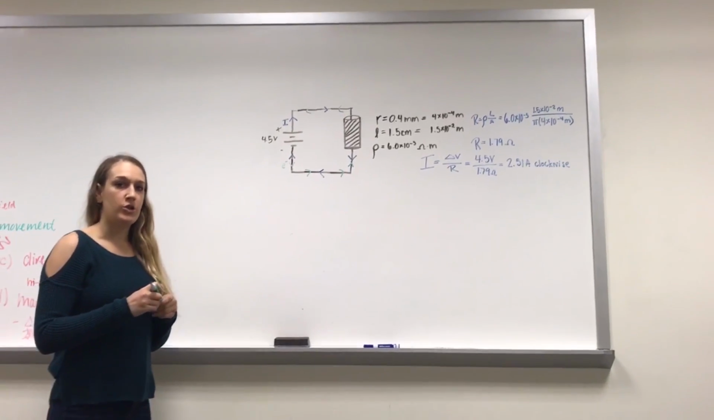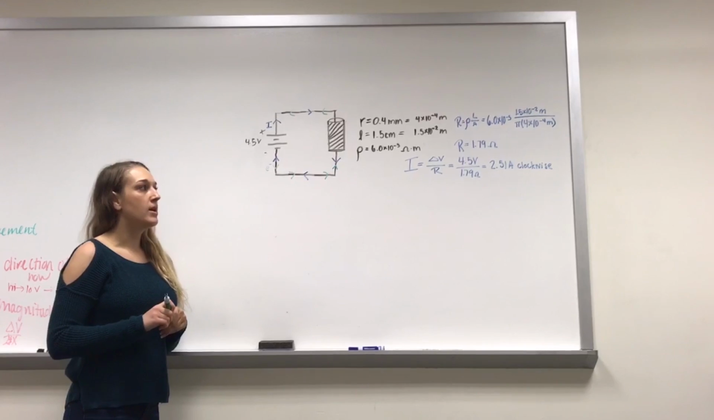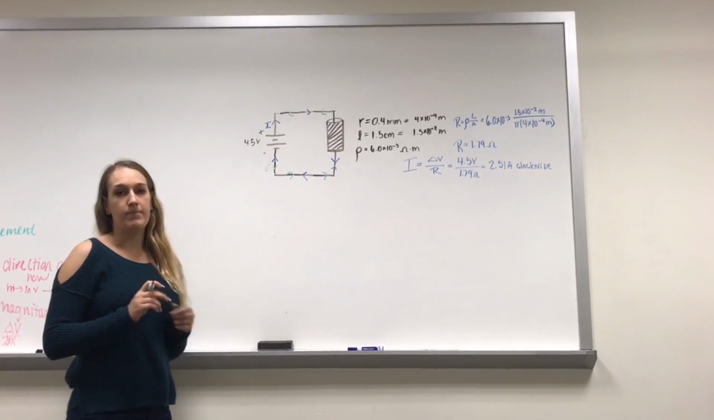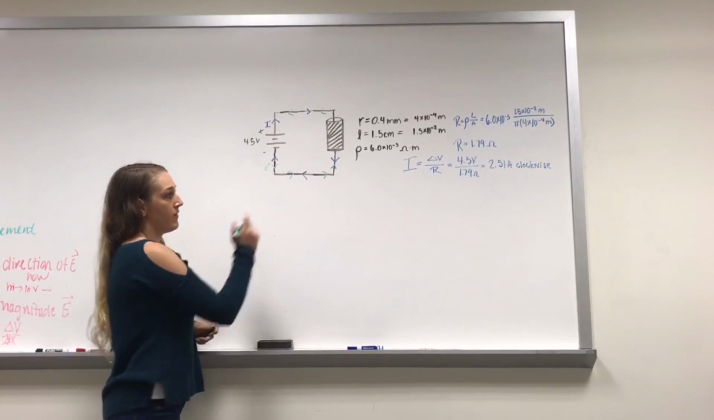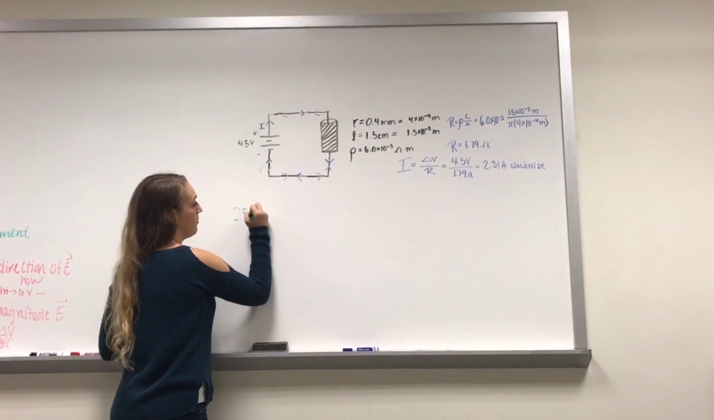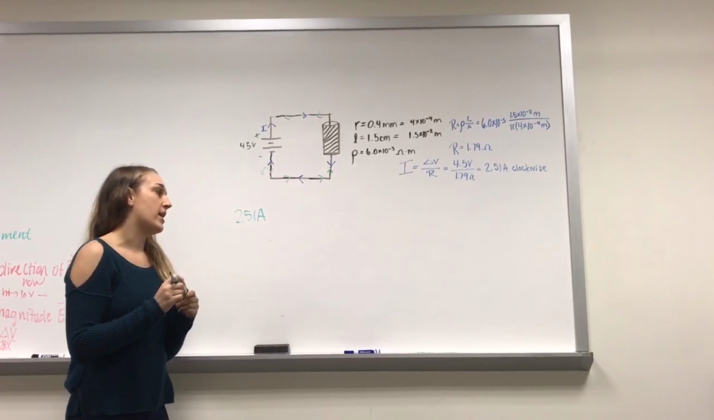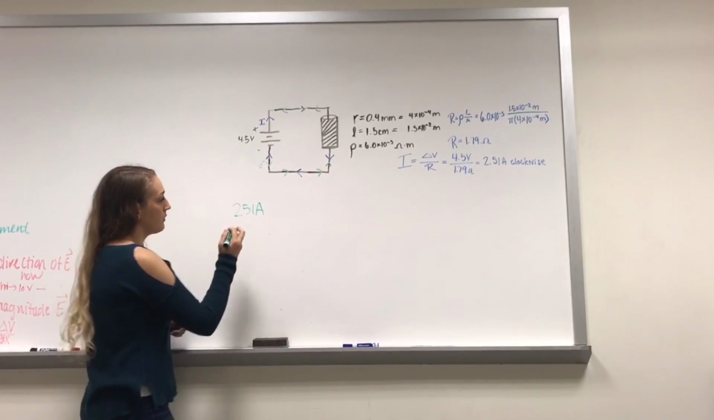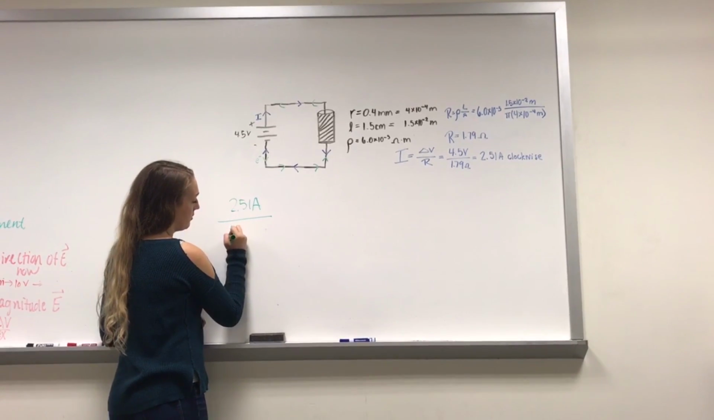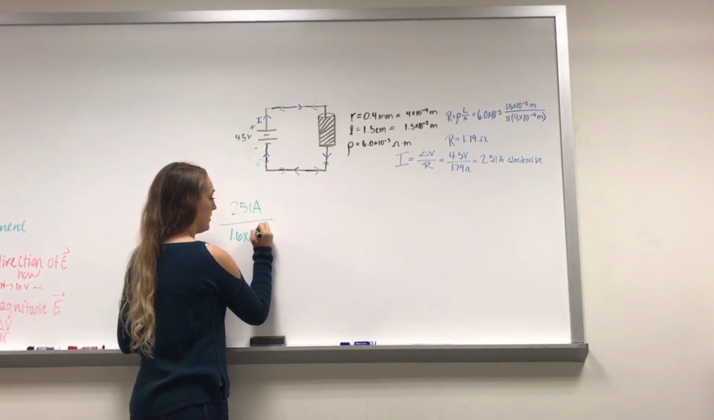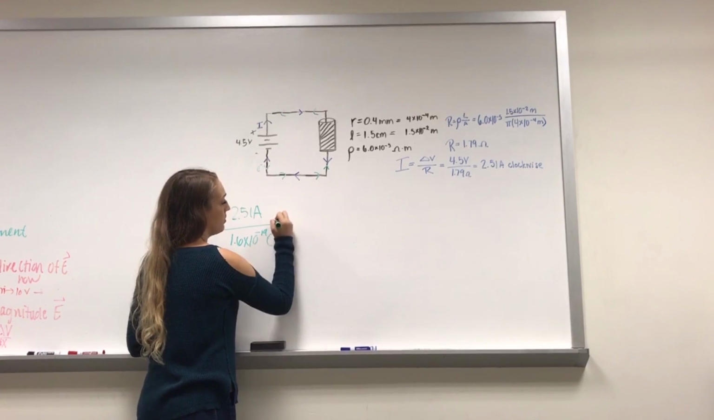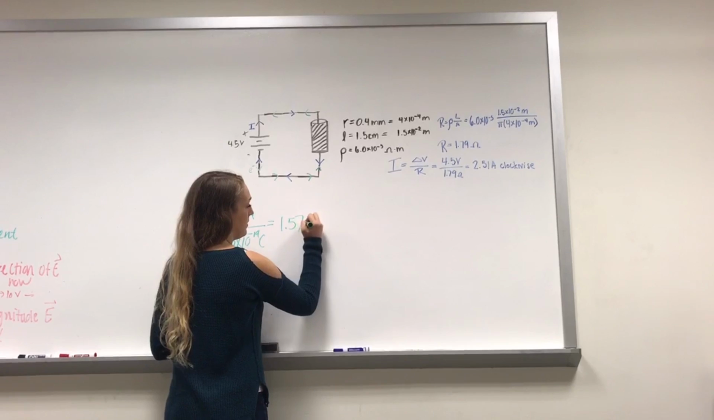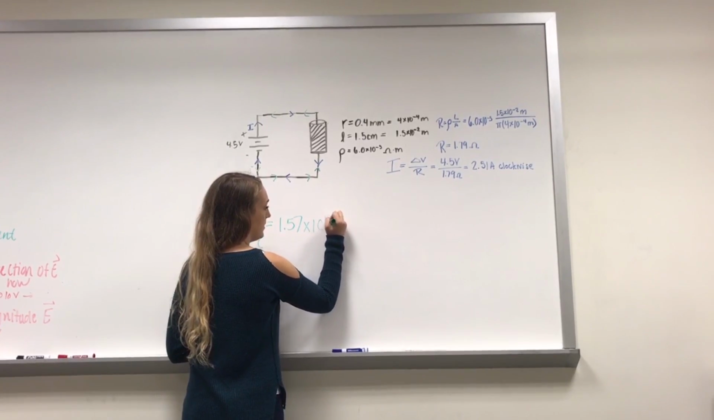For the next part of this question, we are now interested in determining the number of electrons that flow through our resistor per second. So we know that we found the current to be 2.51 amps. We know that current can also be written as the change in charge over change in time, or coulombs per second. So if we divide this by the charge of an electron, which is 1.6 times 10 to the negative 19 coulombs, we will be left with the number of electrons per second, which is 1.57 times 10 to the 19.